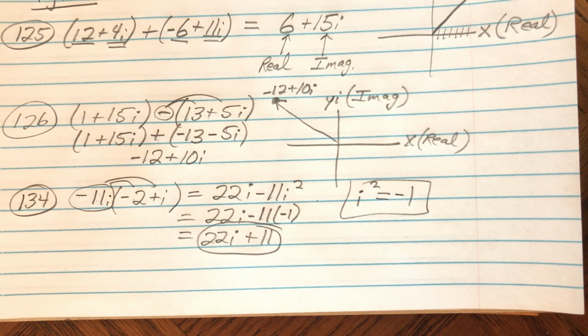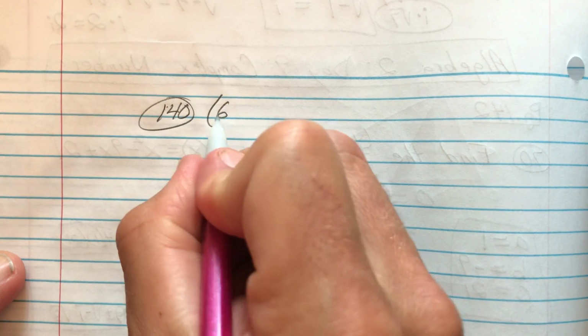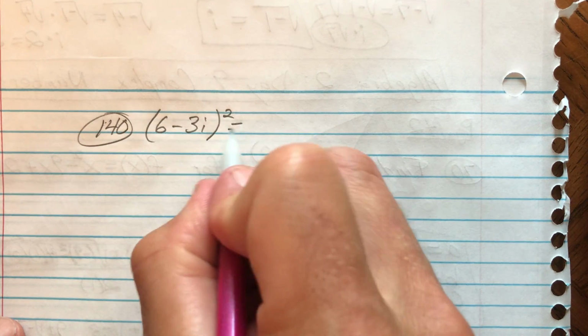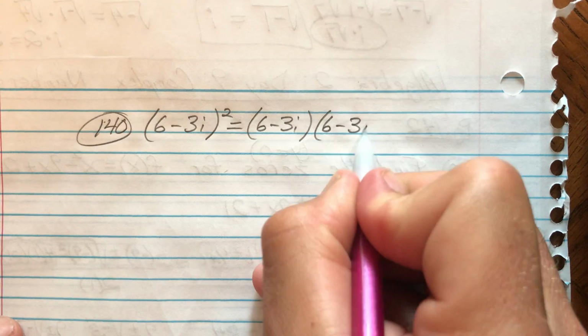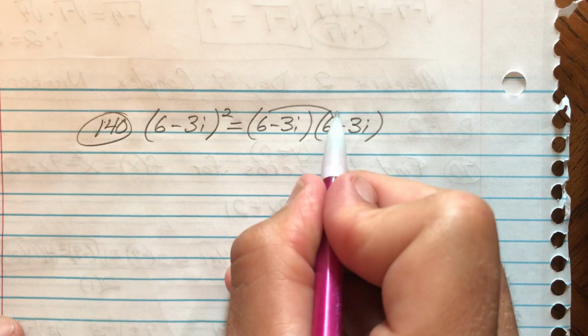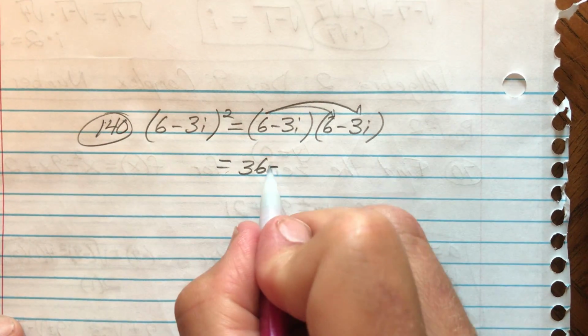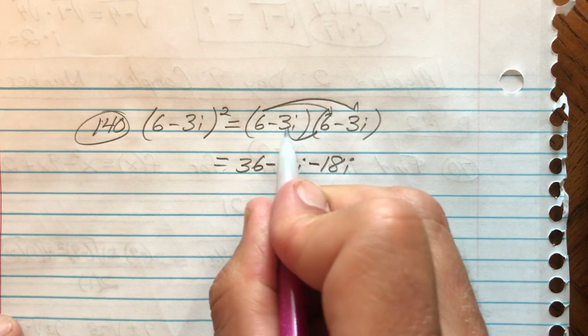And let's try one more. Let's try number 140. 140 is 6 minus 3i, squared. Be very careful. Do not just square the numbers you're looking at. When you square a binomial, you should write it out twice so that we can double distribute. 6 times 6 is 36. 6 times negative 3i is negative 18i. Negative 3i times 6 is another negative 18i.